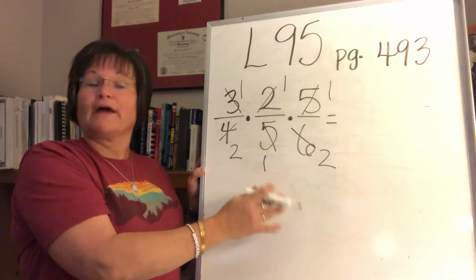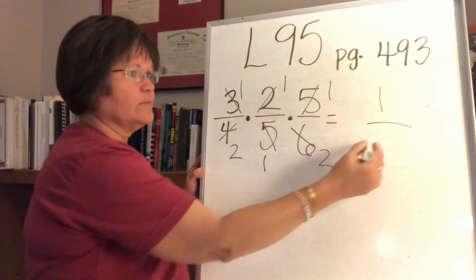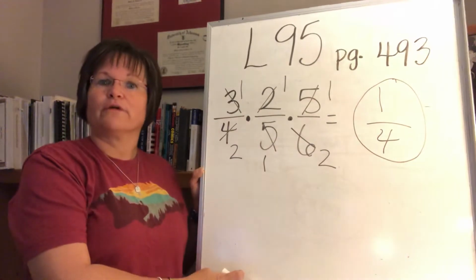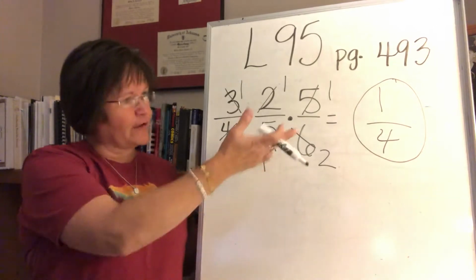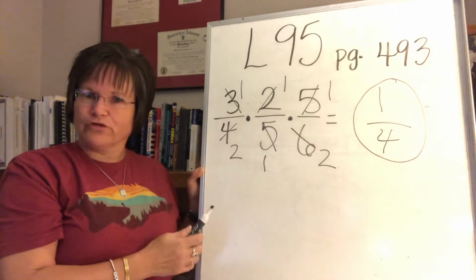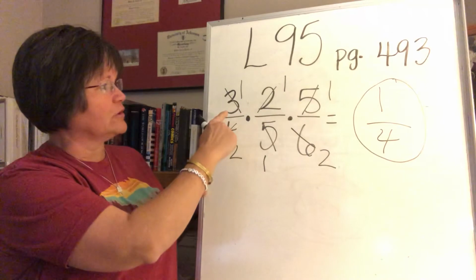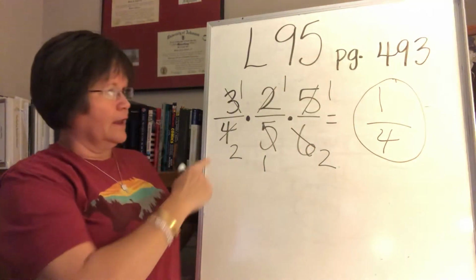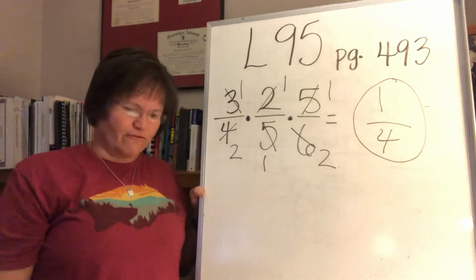And now I can multiply straight across. 1 times 1 times 1 is 1. And 2 times 1 times 2 is 4. And I have a simplified product of 1/4, which of course cannot be simplified any further. So 1/4 is my final answer. Simplifying or cross-canceling before you multiply is a handy little tool because, as you can see, had we not done that, we would have had 3 times 2, 6 times 5, which is 30, and we would have had a much larger denominator. So it really is kind of a shortcut when you're multiplying fractions.